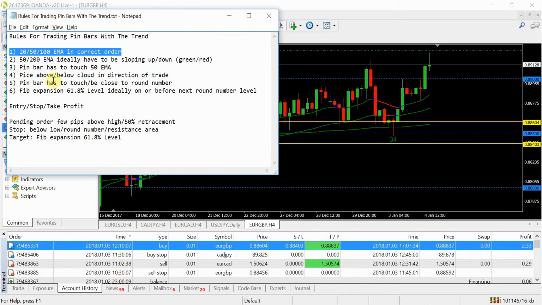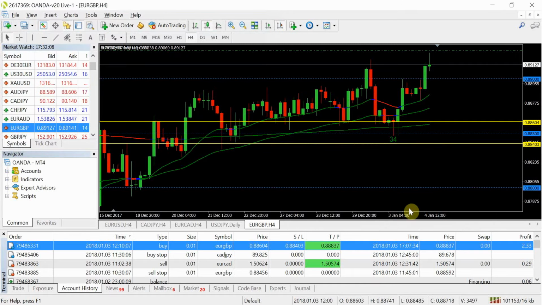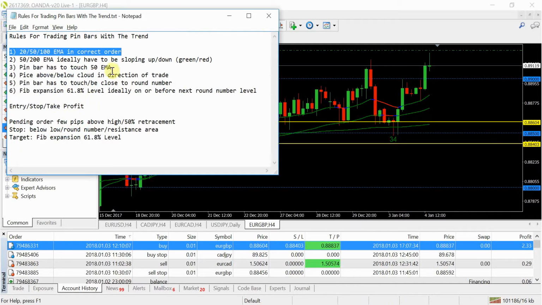So the first one is the 20, 50, 100 EMA in correct order. And what I mean by correct order is that in relation to where price is, so in this case we're looking at this section here when the pin bar formed, if it's bullish, it'll be closest to price 20, 50, 200. It's in that order, which it is. So that's step one, happy with that.